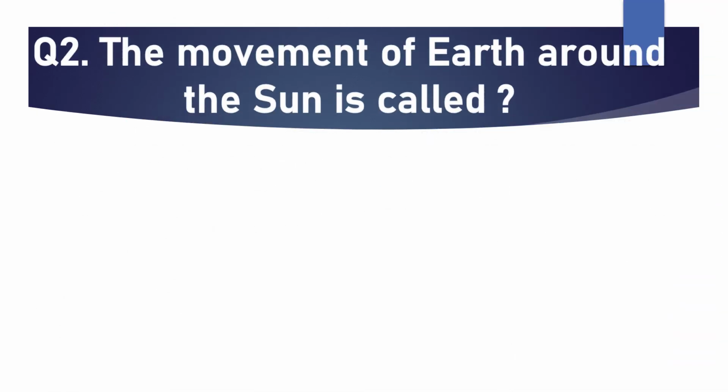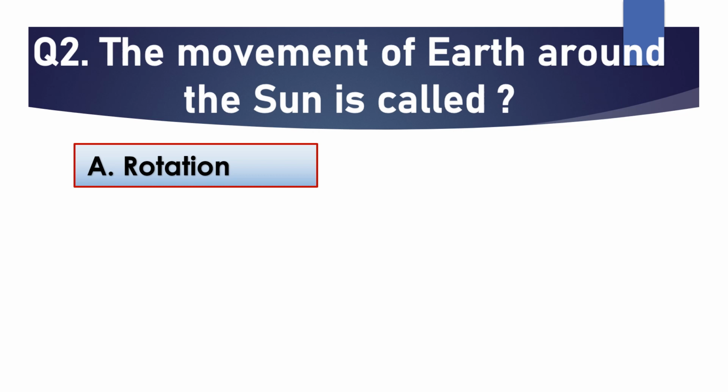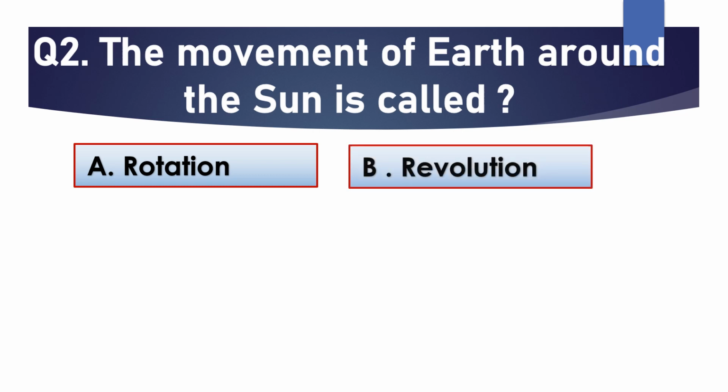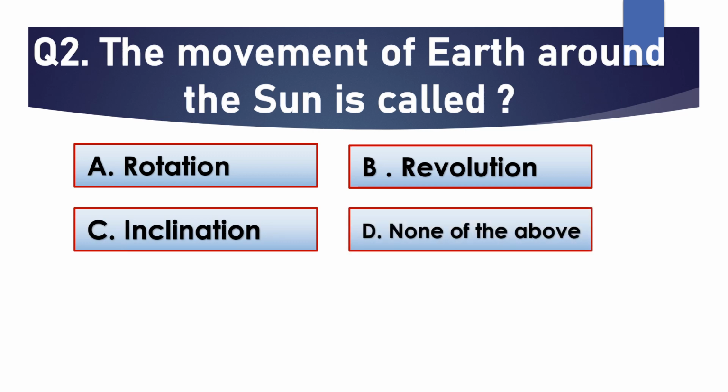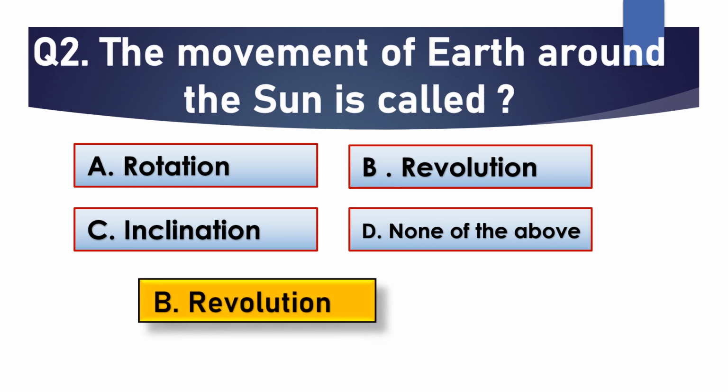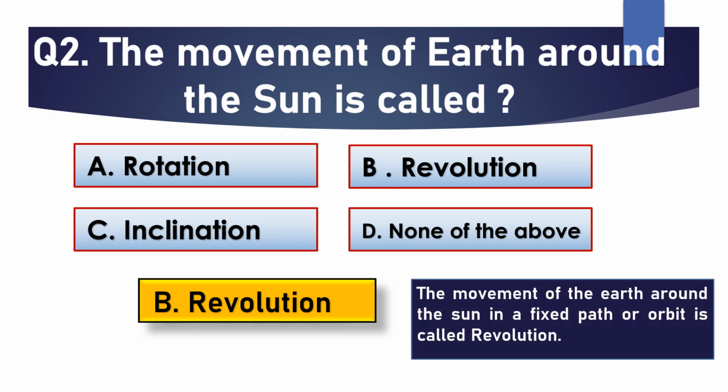Question number 2. The movement of the Earth around the Sun is called A. Rotation, B. Revolution, C. Inclination, or D. None of the above. The answer is B. Revolution. The movement of the Earth around the Sun in a fixed path or orbit is called revolution.